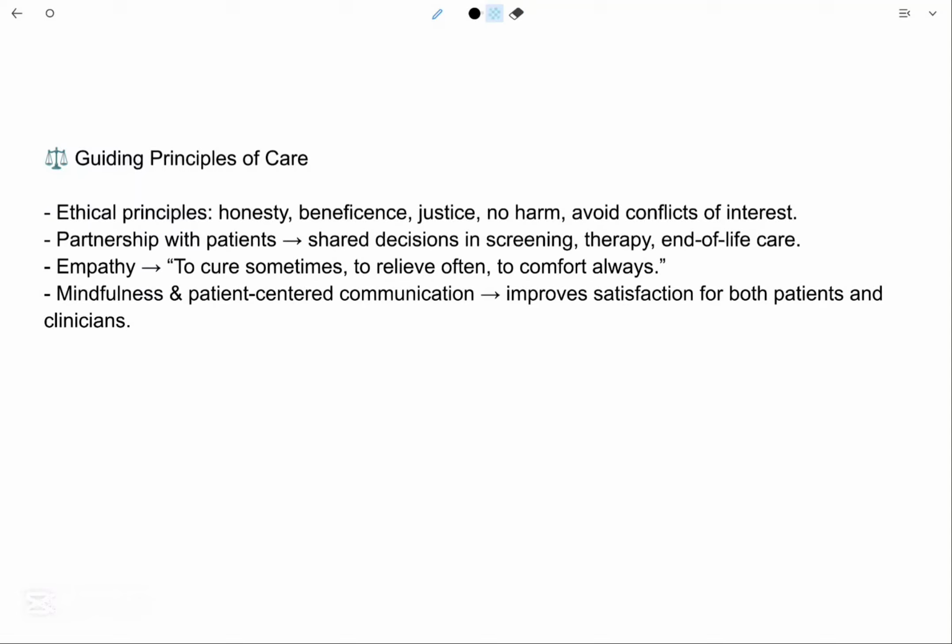Guiding principles of care. Ethical principles: honesty, beneficence, justice, no harm, avoid conflicts of interest. Partnership with the patient is very important. Share decisions in screening, therapy, and end of life care. Empathy: to cure sometimes, to relieve often, to comfort always. Mindfulness and patient-centered communication improve satisfaction for both patients and clinicians. So these are guiding principles of care.